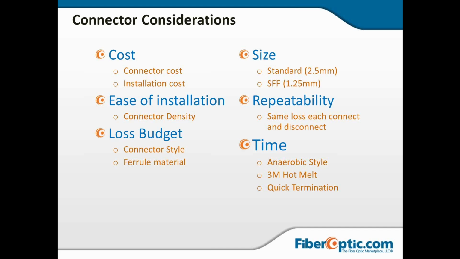Cost. The cost of the connector itself. Again, the plastic polycarbonate ferrules are going to be much less expensive than the ceramic. Installation cost, that goes to materials. If you're using hot melt, you have to have the oven. If you're using 2-part epoxy, you have to purchase the epoxy materials. So all of that needs to be taken into consideration.